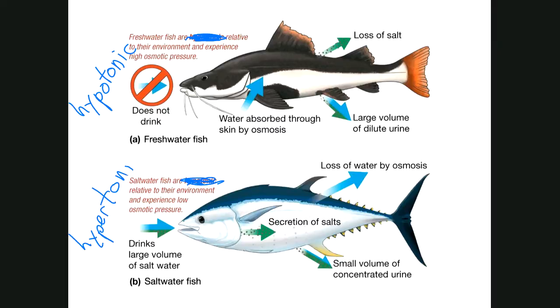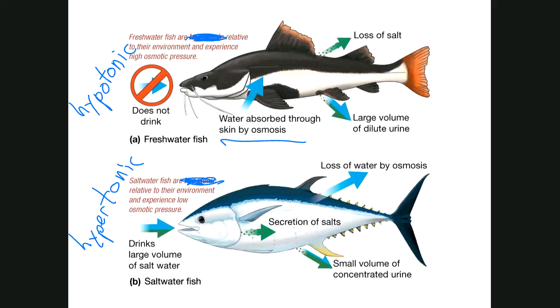Okay, so what happens to a freshwater fish in a hypotonic environment? Well, in a hypotonic environment, water is going to flow in. Water gets absorbed by osmosis. How do they deal with that? For one thing, because you don't want to absorb too much water. Goldilocks, everything in the middle, huh?